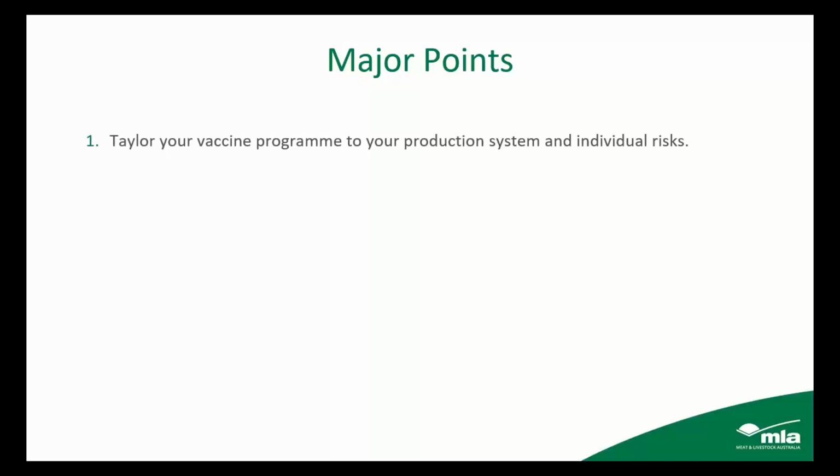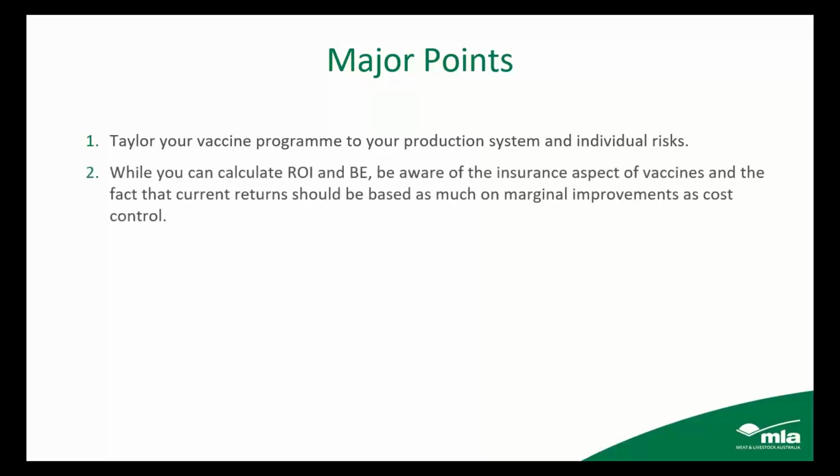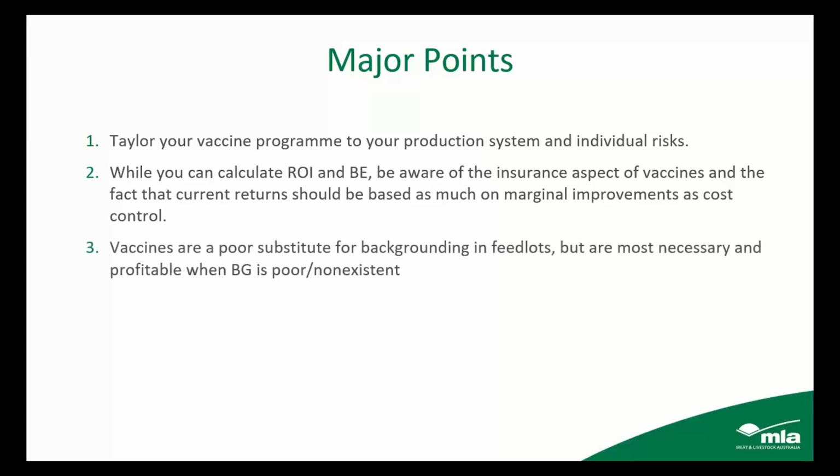Okay, so thank you for listening. Just to recap, tailor your vaccine program to your production system and identify individual risks. Just start thinking more about marginal improvements rather than cost control. Vaccines, in my reading, are a poor substitute for backgrounding, but if you can't background them or your backgrounding is inadequate, then you're going to have heavy reliance on the respiratory vaccines. Please vaccinate against lepto in just about everything, and BVD in breeding cattle, it's a no-brainer.